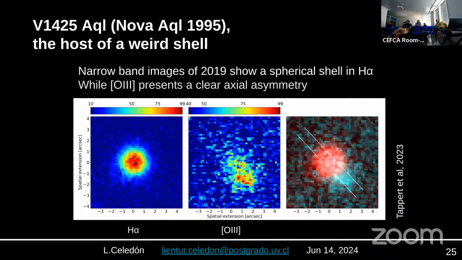What could be the reason behind this? In theory, it could be because of the interaction with the ISM, but we discard this basically because of the age and the fact that the hydrogen doesn't present any kind of asymmetry. Or it could be extrinsic. If it's extrinsic, it means the asymmetry originates during the nova eruption.